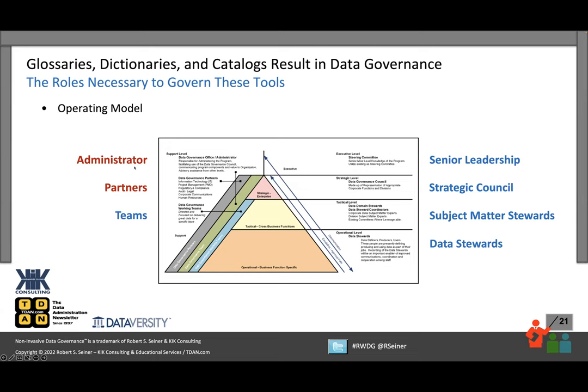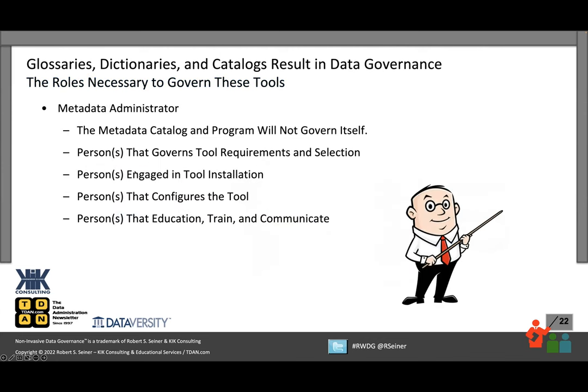The reason why I highlighted the administrator and the partners is I want to go through them real quickly. There needs to be a metadata administrator. As I said earlier in the session, the metadata catalog and the metadata program are not going to govern themselves. Somebody has to have responsibility for it. Typically the metadata administrator is the person or persons that govern tool requirements. They are engaged in selecting the tool and configuring the tool. They're the ones providing education, training, and communications associated with the tool. None of these things are going to happen unless somebody has the responsibility for doing them. So there needs to be a metadata administrator.